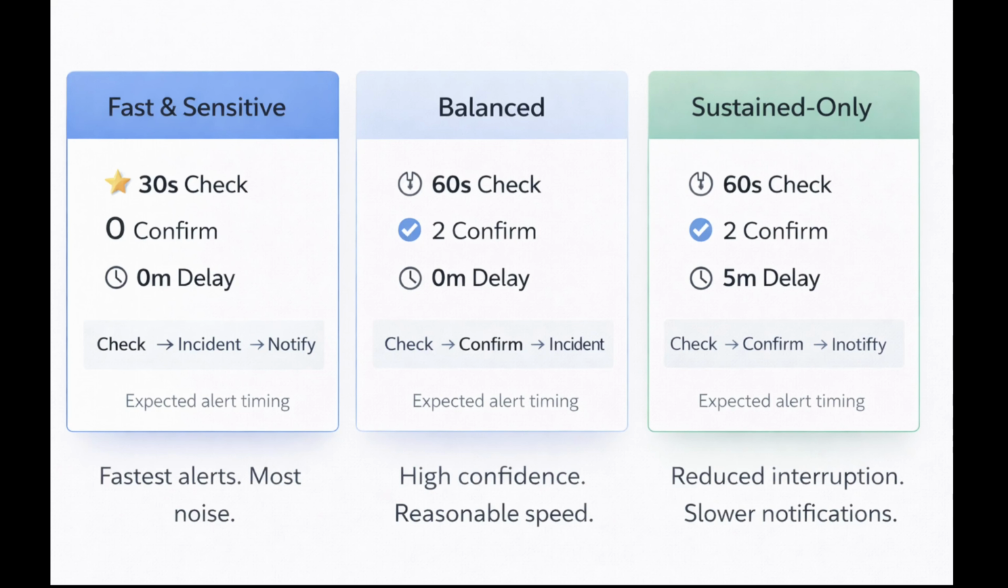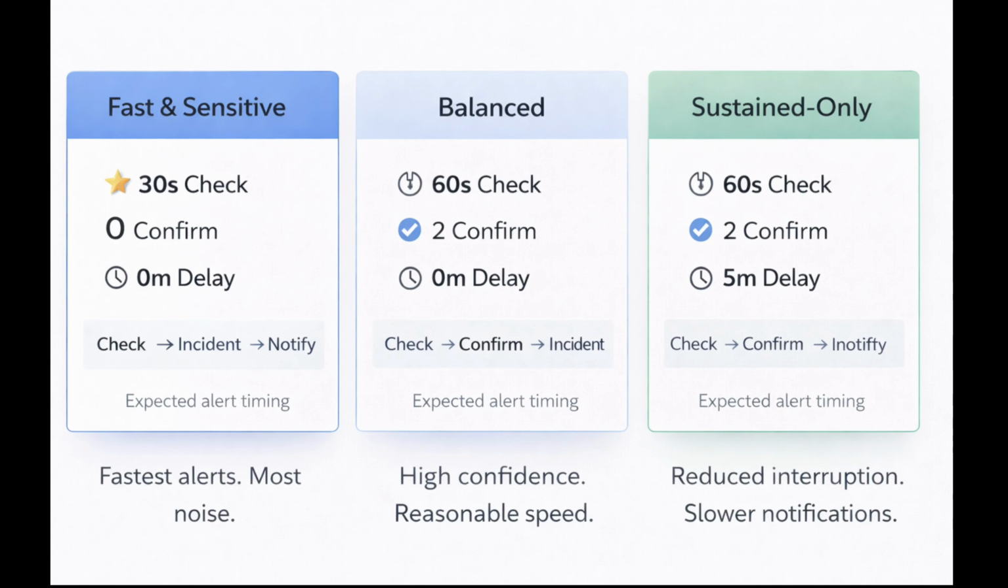Now look at 3 example configurations. Fast and sensitive: 30-second checks, no confirmation, no delay, fastest possible alert, highest risk of noise. Balanced: 60-second checks, 2 confirmation servers, no delay, slightly slower, much higher confidence. Then we have sustained only: 60-second checks, 2 confirmation servers, 5-minute delay, high confidence, reduced interruption, slower notification. None of these are correct universally. They are correct relative to business impact.